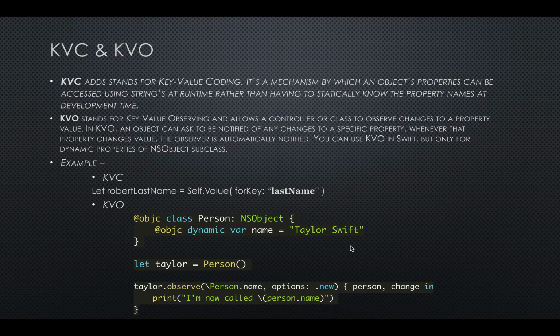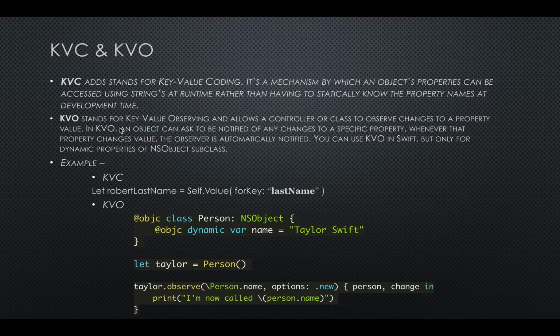Okay, KVC and KVO. KVC stands for key value coding. It's very simple actually. You just have to enter your key and it will return the value. That's what KVC is. So here is the example: let last name equal self value for key last name. Our dictionary uses KVC, right? You can use object for key. So that is actually KVC. Based on the key you get the value, and that's KVC, key value coding. It's like a mapping.